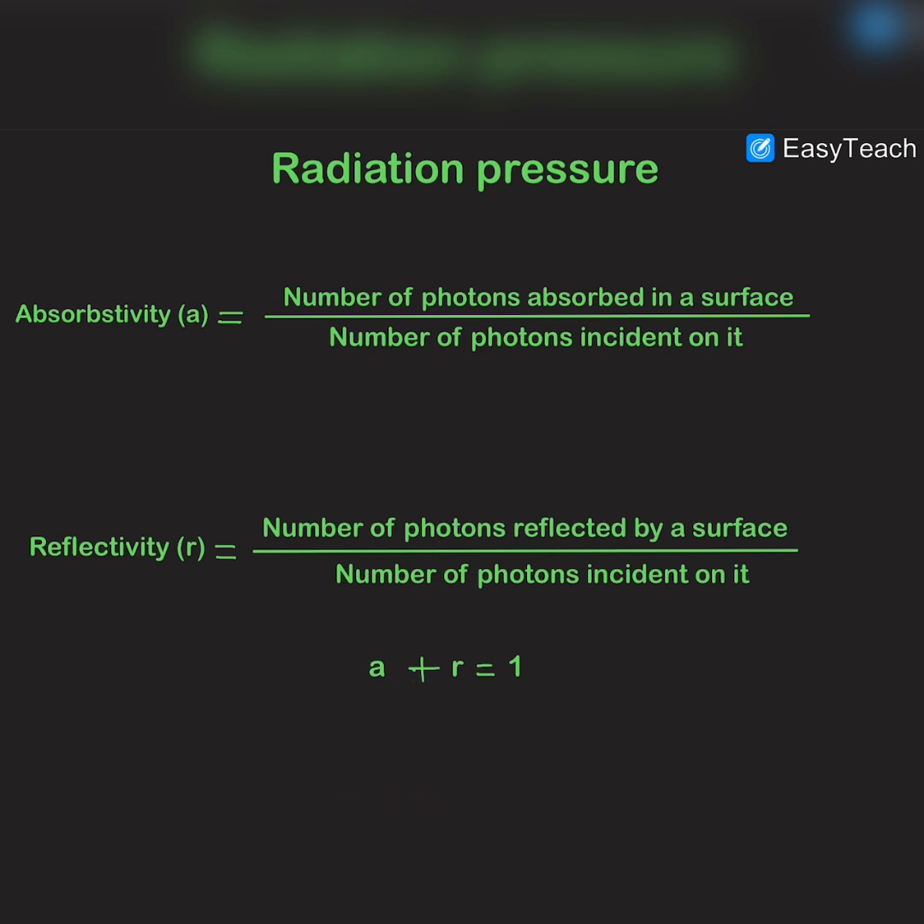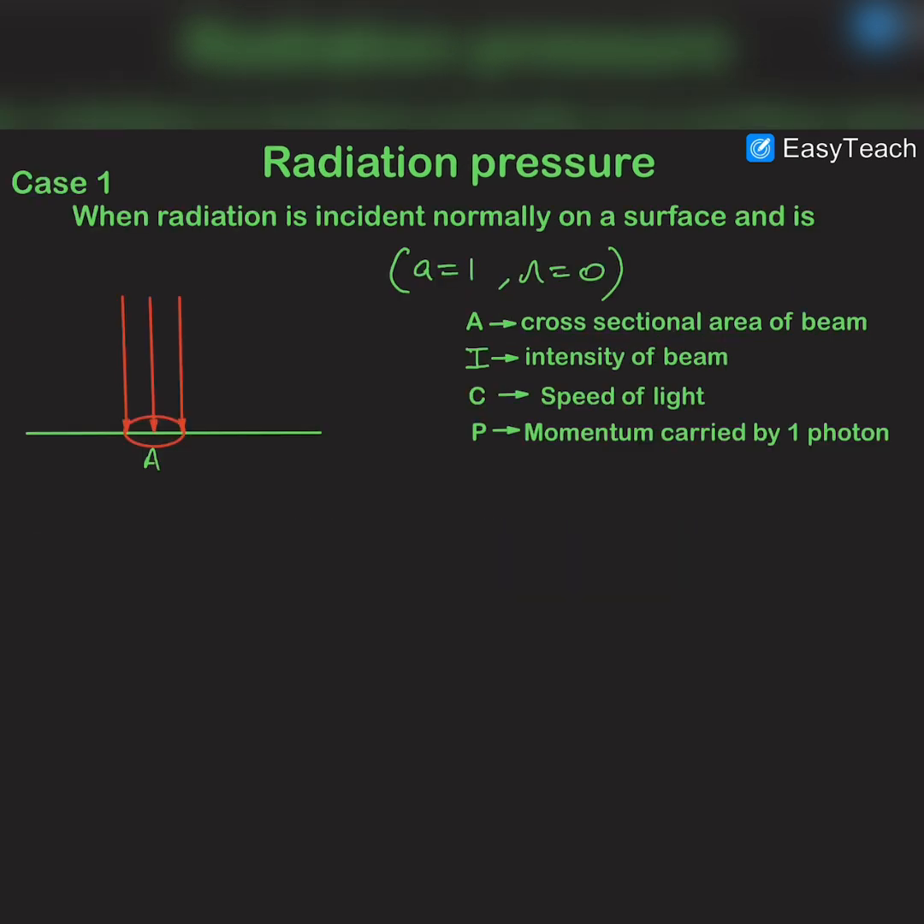So A plus R obviously will be 1, because a surface is either absorbing a photon or reflecting a photon. So this is absorptivity and reflectivity. Now we will be discussing the radiation pressure in different cases. In case 1, the radiation is incident normally on the surface and absorptivity is 1 and reflectivity is 0. This means the radiation is falling perpendicularly on the surface, all the radiation is absorbed, and none of it is reflected.